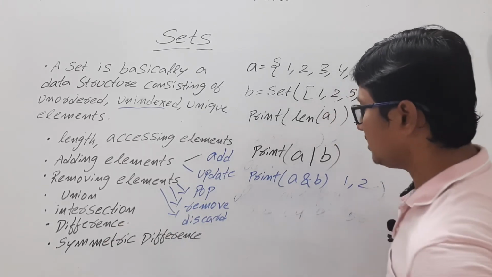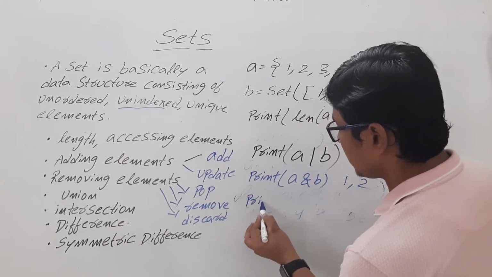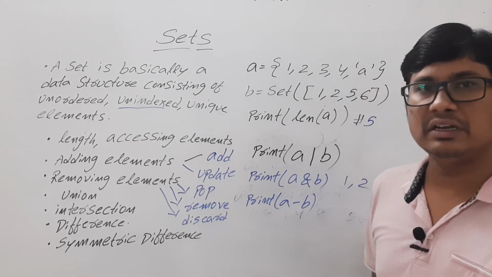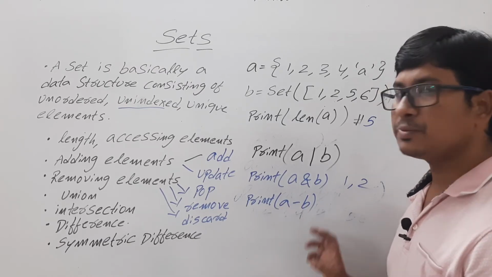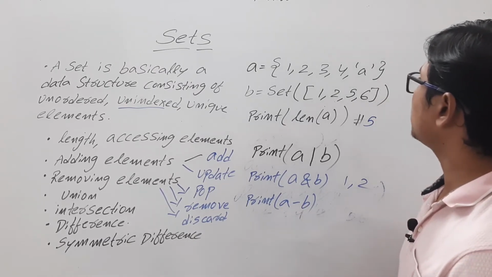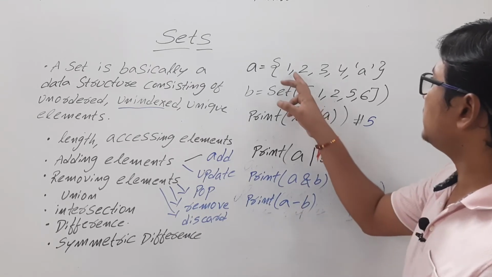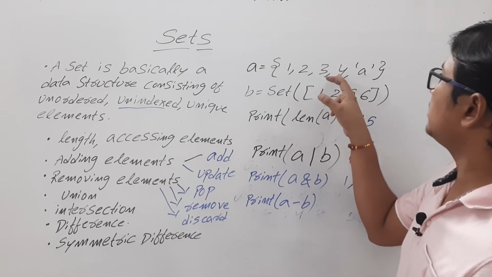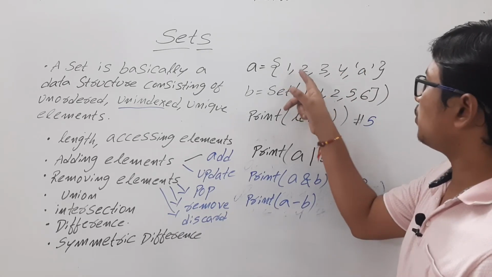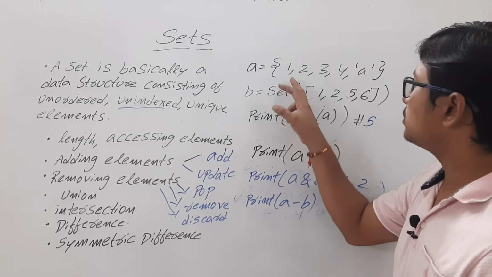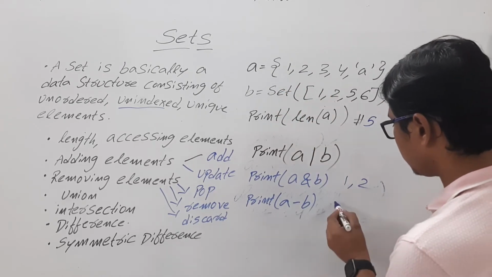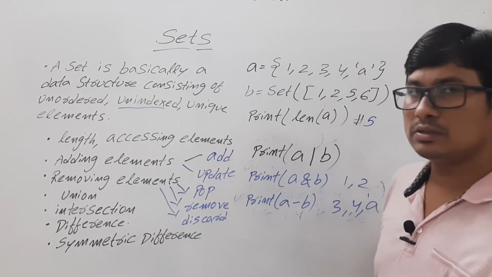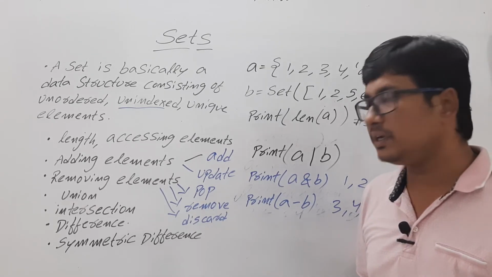Similarly, if you want to find the difference between the two sets, you can write the statement such as print A minus B. Then it will find the set difference between the two sets A and B. Now look here, what will happen? The elements which are not present in B but are present in A. 1, 2 are already present in B, so they will not be displayed. Only the elements which are in set A but not in set B, so these elements 3, 4, A will be displayed.